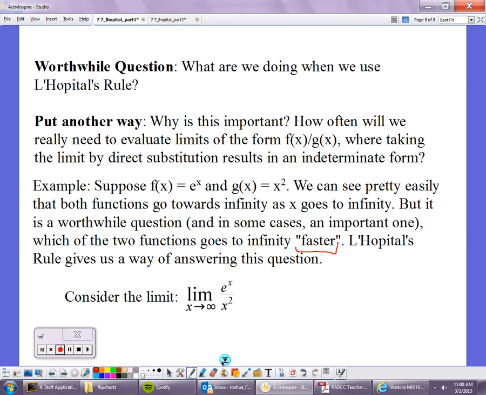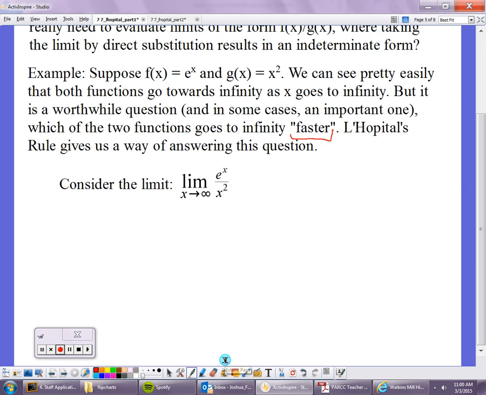So consider this limit. Taking f of x is e to the x over g of x, which is x squared: the limit as x goes to infinity of e to the x over x squared. Well, we already saw that direct substitution ends up with infinity over infinity. But what happens if I use L'Hopital's rule? I get e to the x over 2x. At this point, if I try direct substitution again, I get e to the infinity over 2 times infinity, so infinity over infinity.